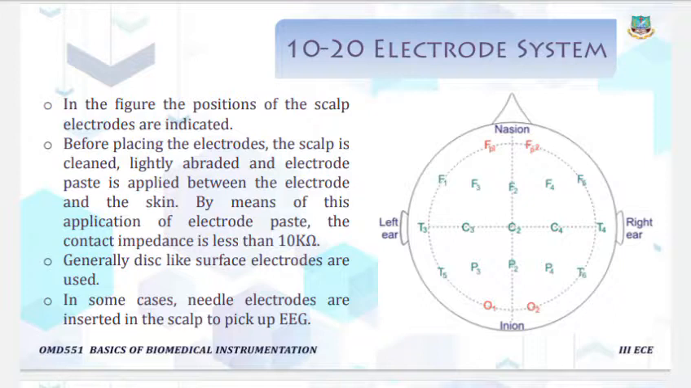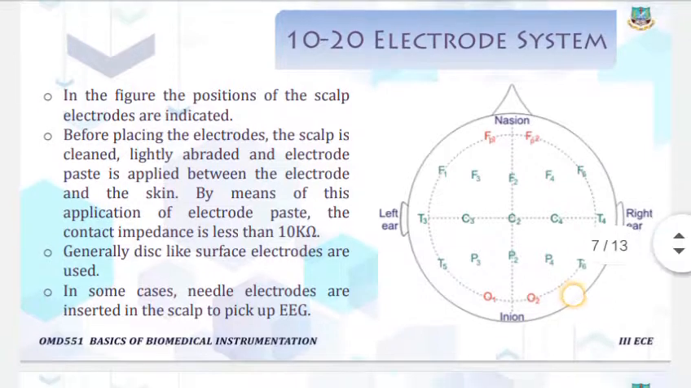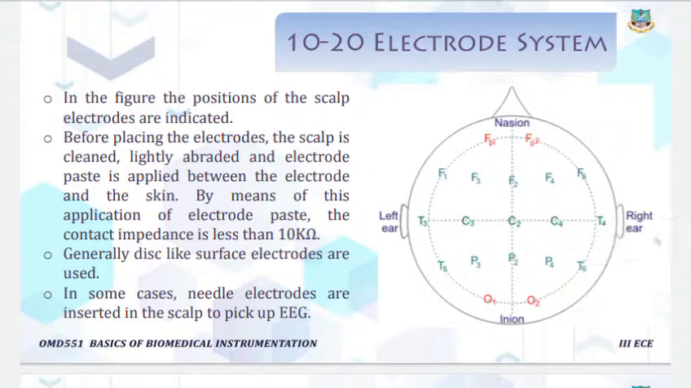Okay, let's continue. Listen properly. You have to understand what I am saying. Just look at this figure. Draw a line. This is the Nasion, this is the Inion, this is the left ear, and this is the right ear. Have you understood these 4 points? Nasion, Inion, left ear, and right ear.